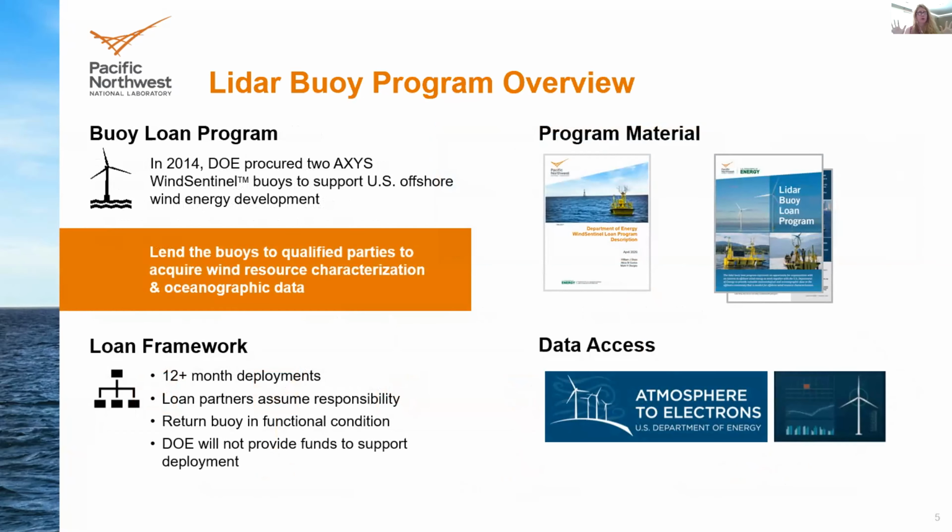As part of the buoy program, there's a subsection of the program where we lend buoys to qualified parties to acquire wind resource characterization and oceanographic data as part of a buoy loan program. And as part of that program, the buoys can be borrowed for 12 months at a time to be deployed, and the loan partners assume full responsibility of the buoy. The buoys have to be returned to PNNL in fully functional condition, and DOE does not provide any funds to support the deployment through this loan program.